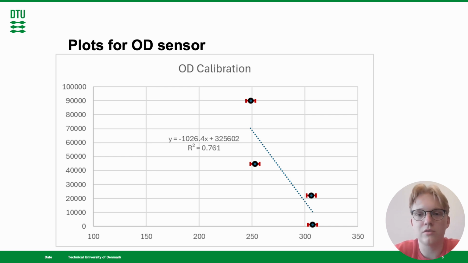For our OD sensor, we also made a plot from our measurements to try to find the relation between the measured OD from the RGB sensor and the concentration of algae. By doing that, we got this model that shows the relation between the OD and the concentration of algae.